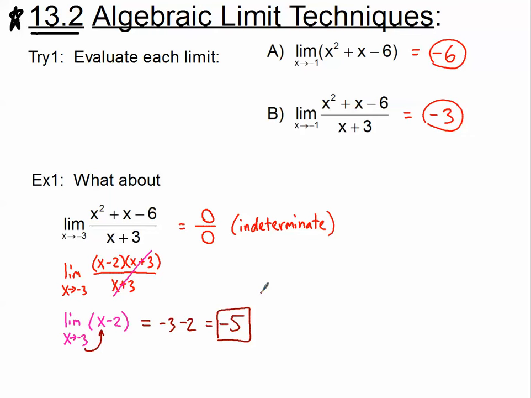So that's what we're going to be doing today. We're going to be finding the hidden factors and canceling them away so that we can then plug in the value that we're approaching in the domain.